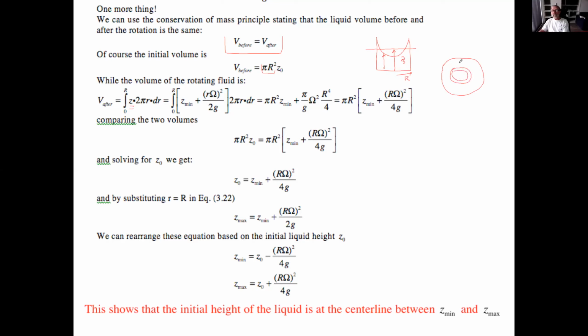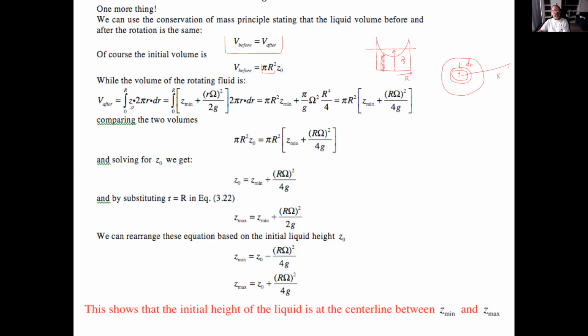And then the thickness of the segment is dr, because the radius goes this way. This is r, the r coordinate. And this segment is right here. So I'm trying to figure out what's the volume of this segment here.